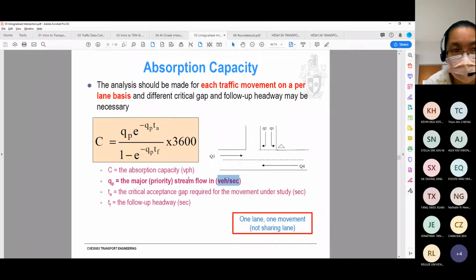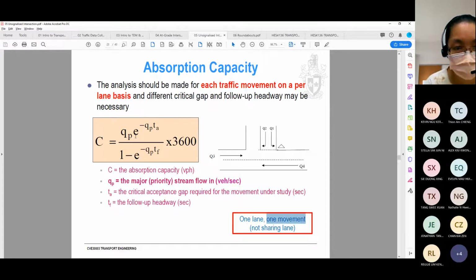I think you would have known that from your assignment 1, because the different ways that you propose for your treatment would affect the way you analyze it. So just remember that whenever you are calculating capacity, if you have one lane, one movement, not sharing, you must have one capacity. Each lane on its own should only have one capacity ultimately.